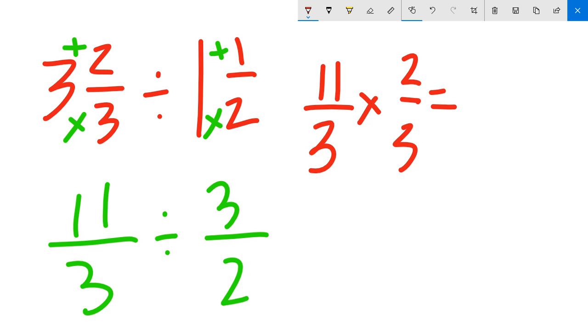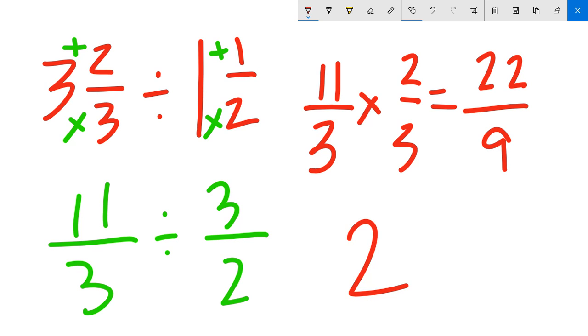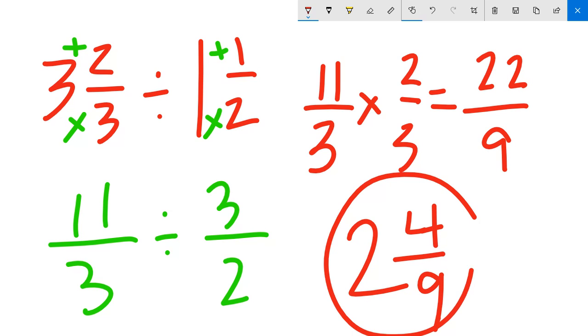So 11 times 2 is 22. 3 times 3 is 9. And we know that number is improper, so it cannot stay the same. However, because I know my multiplication facts, 9 can go into 22 2 times because 9 times 2 is 18. So my whole number is 2. If I take 22 minus 18, I'm going to get 4. So 4 is my numerator because that's what's left over, over 9.